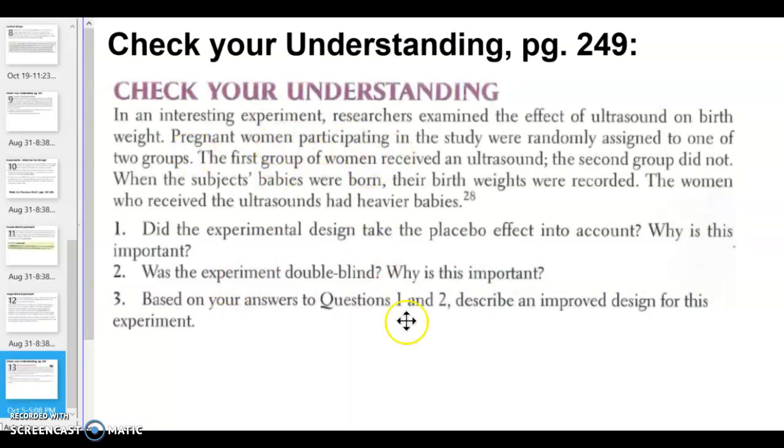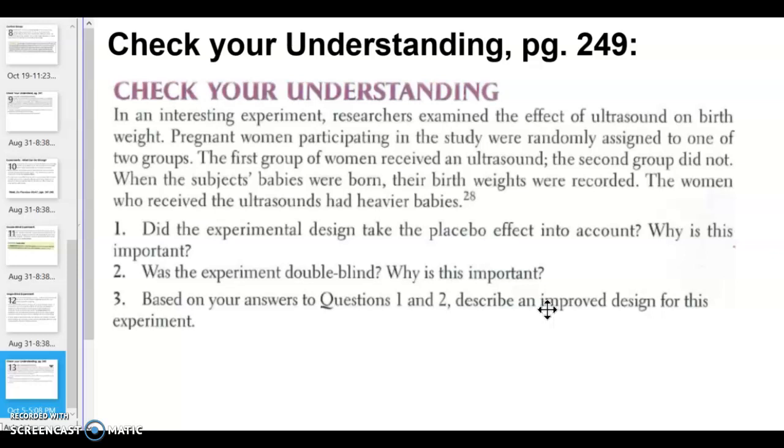All right, last, check your understanding in this little section. So go ahead and pause and try to answer these questions. Answer number 1 is no. Why is this important? Perhaps seeing the image of their unborn child encouraged the mothers who had an ultrasound to eat a better diet, resulting in healthier babies. So that's not the only reason. You can come up with some other ones, but that's a possible reason.